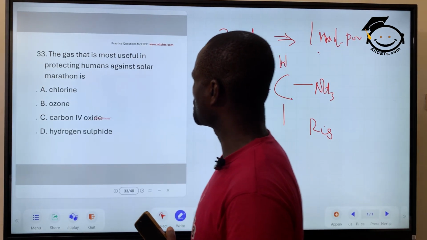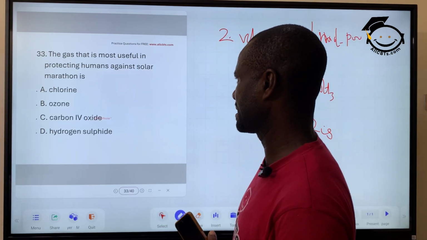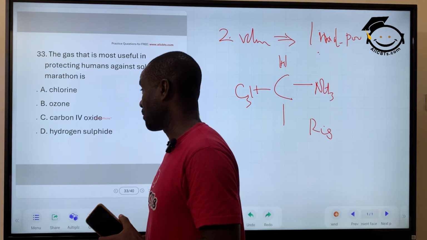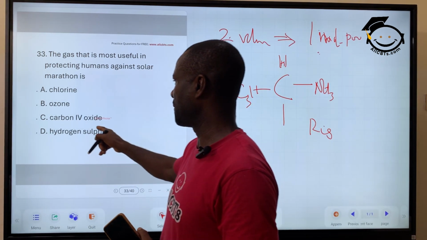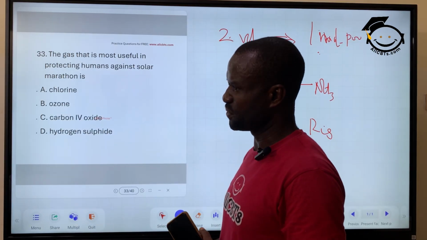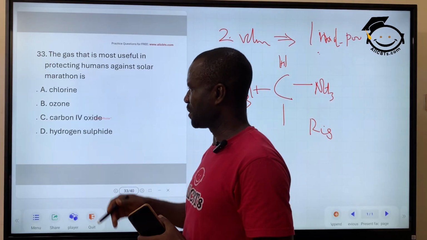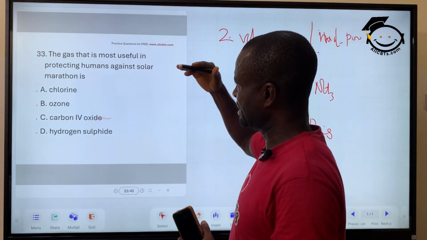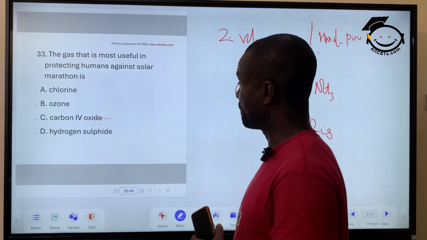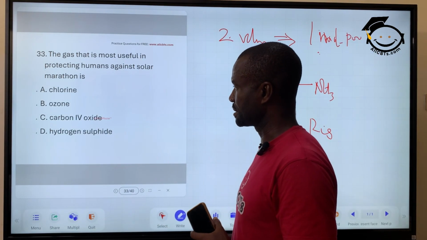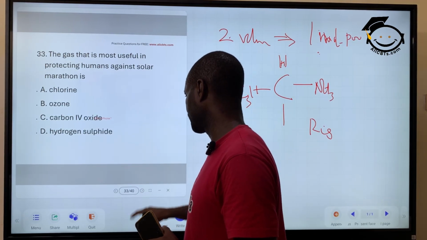The gas that is most useful in protecting humans against solar radiation: the correct answer is carbon dioxide. The ozone layer can be depleted when so much carbon dioxide is removed from the atmosphere. What carbon dioxide does is act like a shield from the solar radiation, preventing damage to humans. So the correct answer is carbon dioxide. Next question.